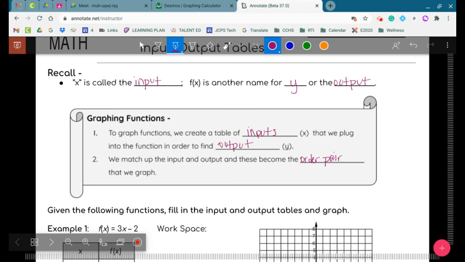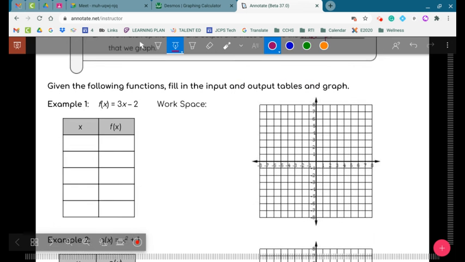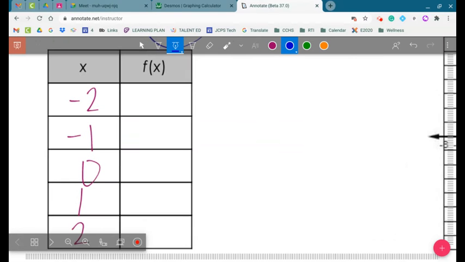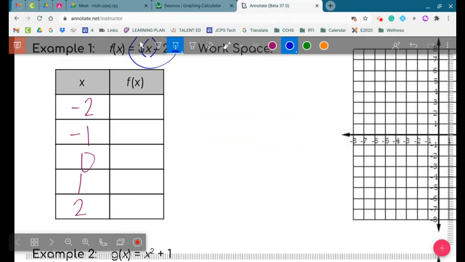It says, given the following functions, fill in the input-output tables and graph. Our x values are always going to be the same. They're always going to be -2, -1, 0, 1, and 2. We're never going to change those. So then we have our function 3x minus 2. The x is what we're going to replace in each time. So this kind of goes back to our function notation. So we're going to have 3 times -2 minus 2. So we're going to change that parentheses each time.